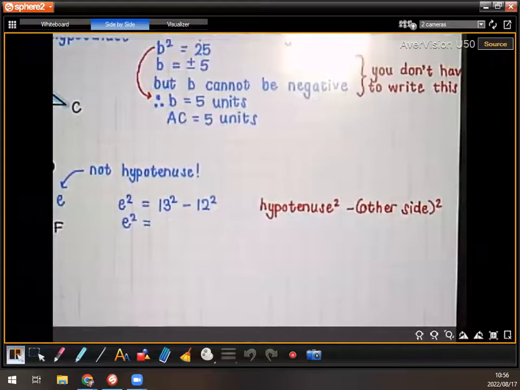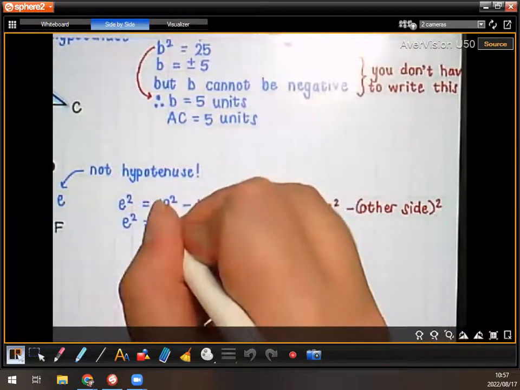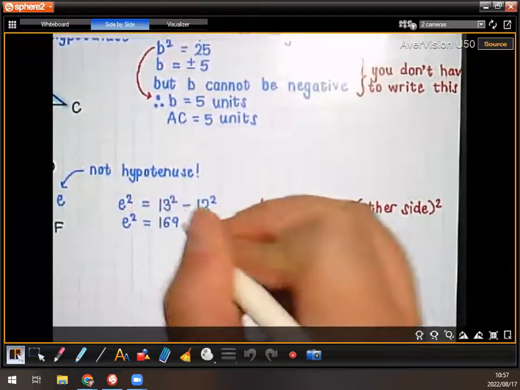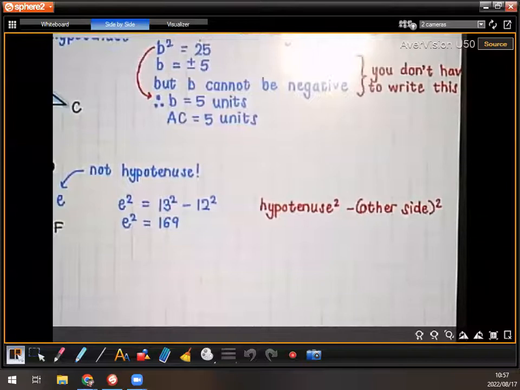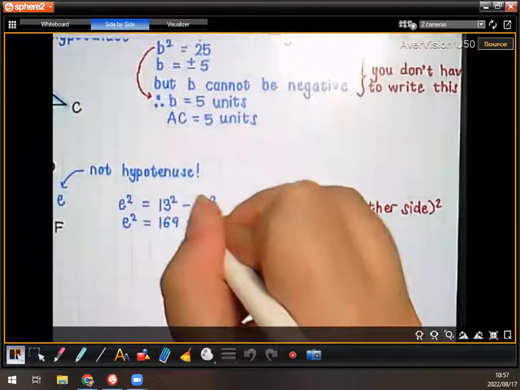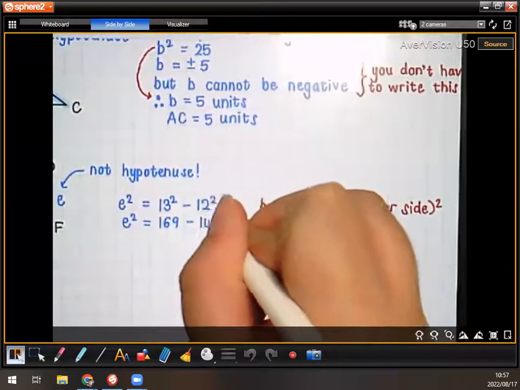Again, we need to be able to do this calculation in our heads. It's a bit more difficult because we're working with bigger numbers. So I will write down that in between step. Do we know what 13 squared is? 169, right? And then what is 12 squared? 144.